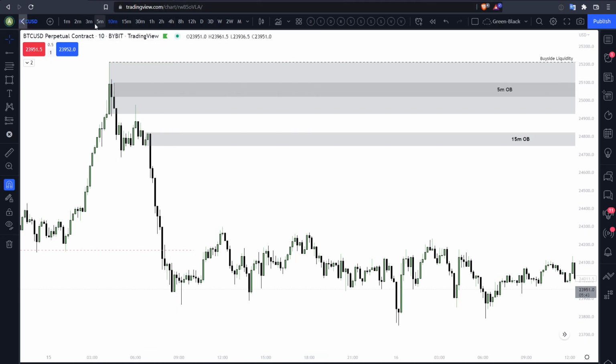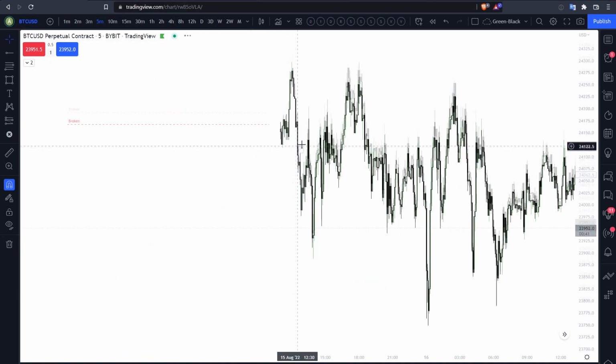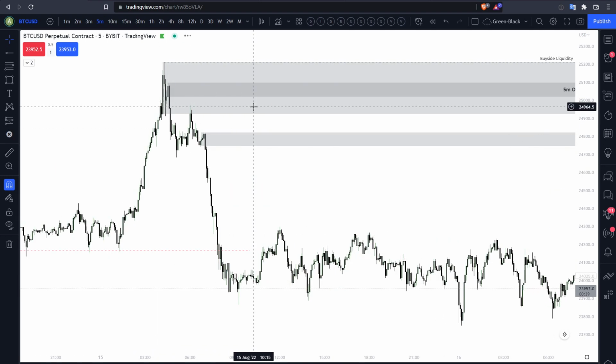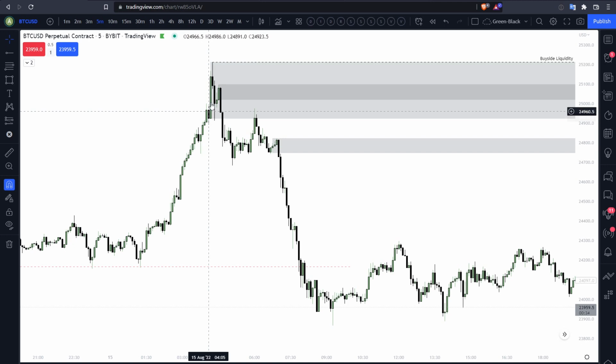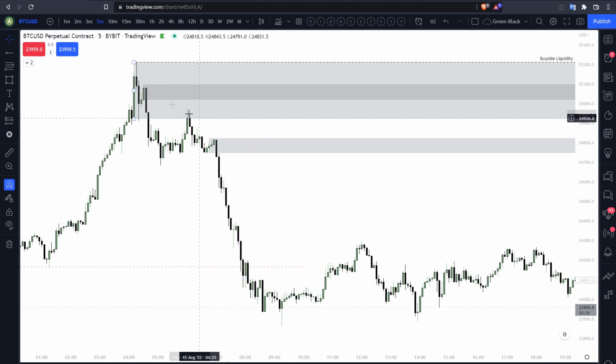And then on the 5-minute chart we can see that this order block was partially mitigated by these two candles. And more to that, on this drop we still didn't break any local market structure, so this one should not even count as an order block.